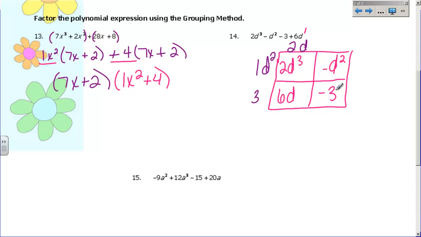And then right here, now both of these are negative, which means my greatest common factor is also going to be negative because they both share a negative. Then I have 1d squared and 3. Well, that's just going to be a greatest common factor of 1. So what happened on the outside of my box here are my factors. My two factors are going to be d squared plus 3. That's this side of the box. And then 2d minus 1, which is the top part of the box. If I multiply these two things together, this would be my answer.